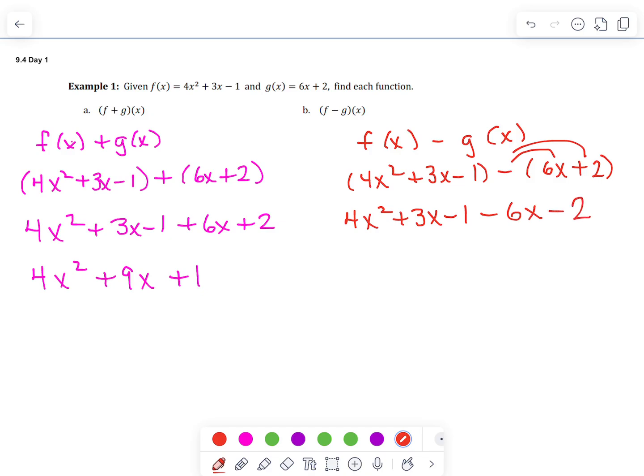And now put it into standard form. So our first term is the quadratic. Combine like terms, 3x minus 6x is negative 3x. And then the constants, negative 1 minus 2 is negative 3.